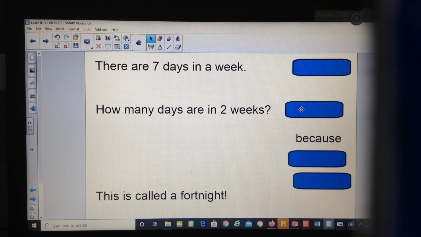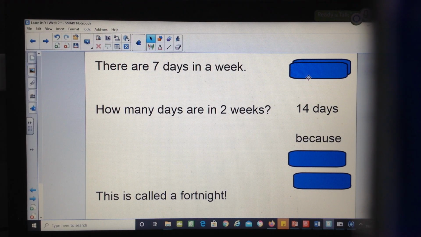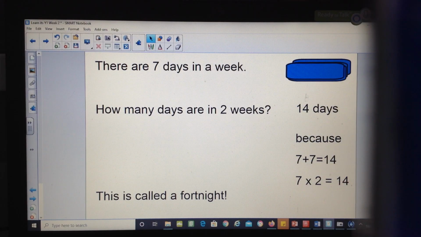What do you think? Well, the answer is, of course, 14 days. Because 7 add 7 equals 14. We could write this as 7 times 2 equals 14.